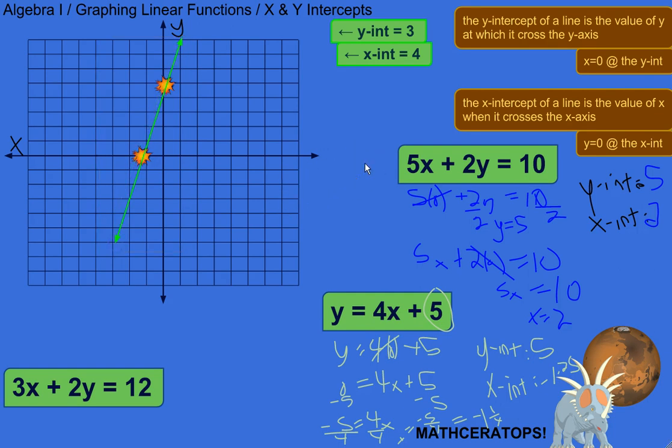So your x-intercept is where the line crosses through the x-axis, and when it does so, the value of y will be 0. So you can plug in 0 for y and solve for x. Your y-intercept is the value of y when the line crosses through the y-axis, and the value of x at that point will be 0. So you can plug in 0 for x and solve for y. Then plot the 2 points, connect them with the line. Boom, done.